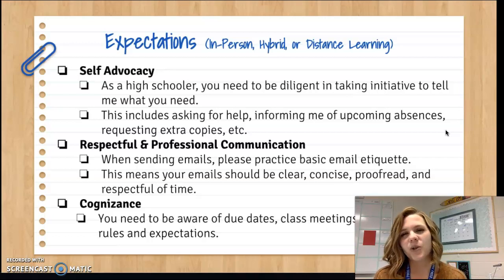This next slide shows you some expectations, and these expectations cover us if we're in person, if we're in the hybrid model, or if we're doing distance learning. So the first expectation is self-advocacy. This simply means that as a high schooler, you need to be diligent in taking the initiative to tell me what you need. I can't be a mind reader, so I won't know what you need unless you tell me. This includes asking for help, informing me of upcoming absences, requesting extra copies, things like that.